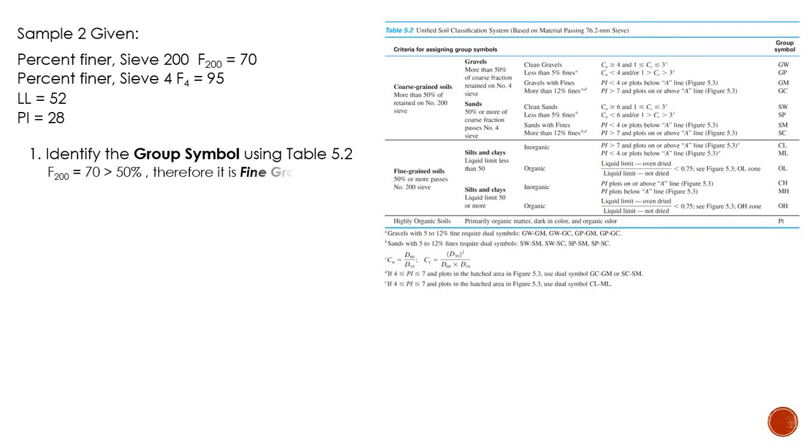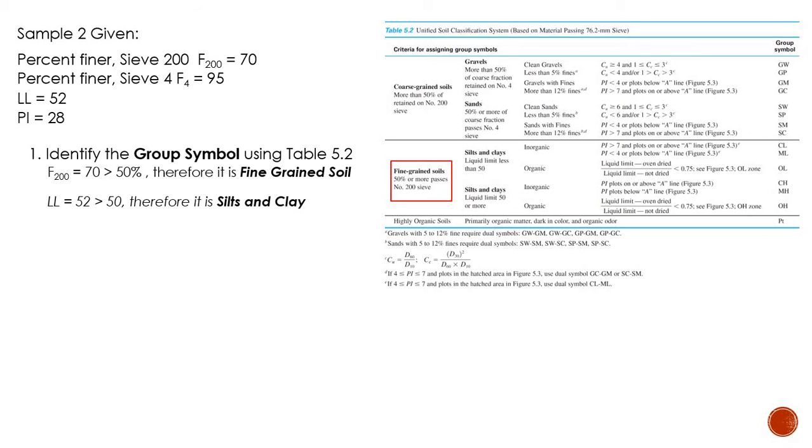Example number 2, percent finer on sieve 200, F200, is equal to 70. Percent finer on sieve number 4, or F4, is equal to 95. Liquid limit is 52. Plasticity index is 28. So identify the group symbol using table 5.2. So our F200 is equal to 70, which is greater than 50%. Therefore, it is fine-grained soil.